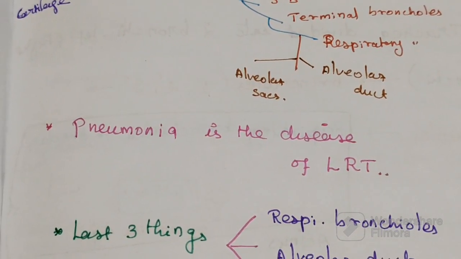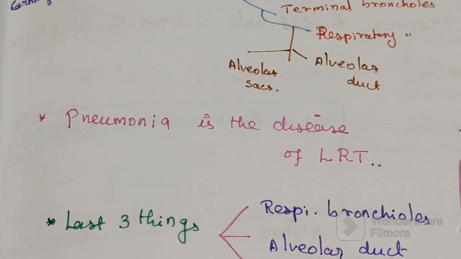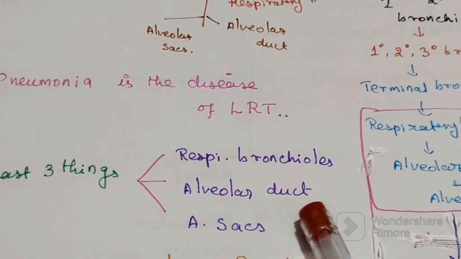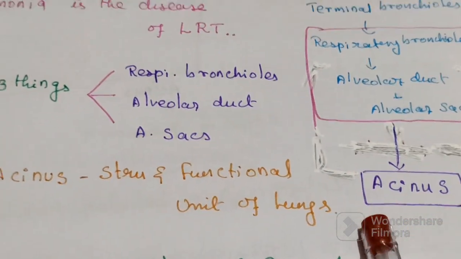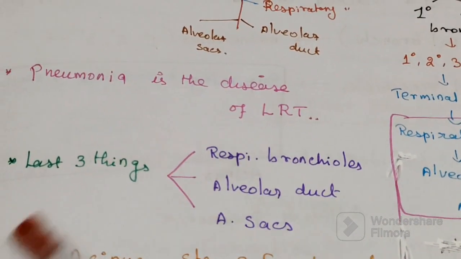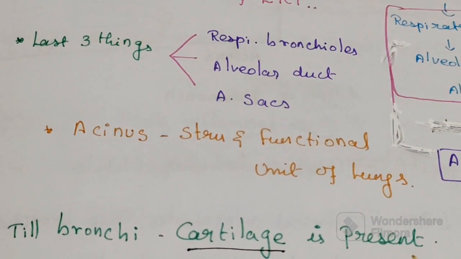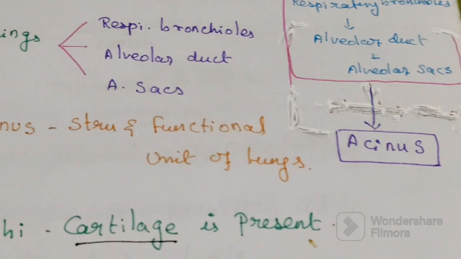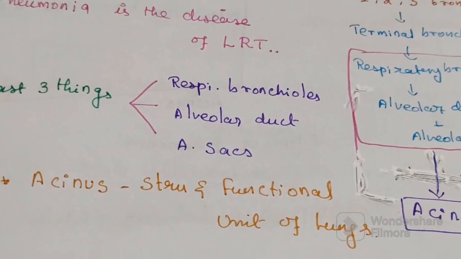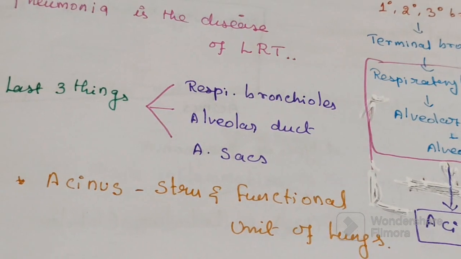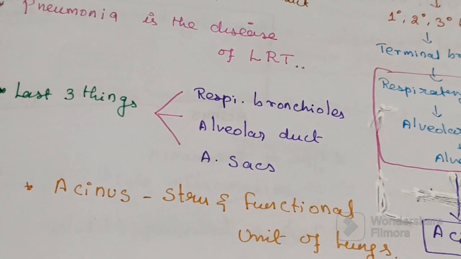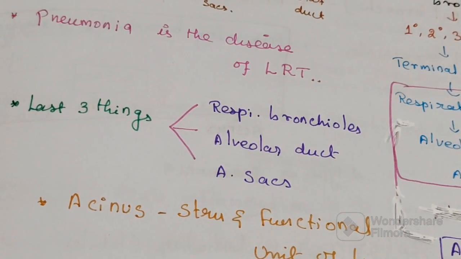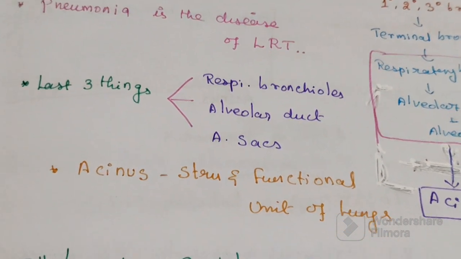So pneumonia is a disease of the lower respiratory tract. The disease in the respiratory bronchioles, alveolar duct and alveolar sac, this unit is called the sinus. Here, the disease-causing process is called pneumonia. That sinus is the structural and functional unit of the lungs. How? The glomerulus is the structural and functional unit of the kidney, like that only. This sinus is considered the structural and functional unit of lungs.